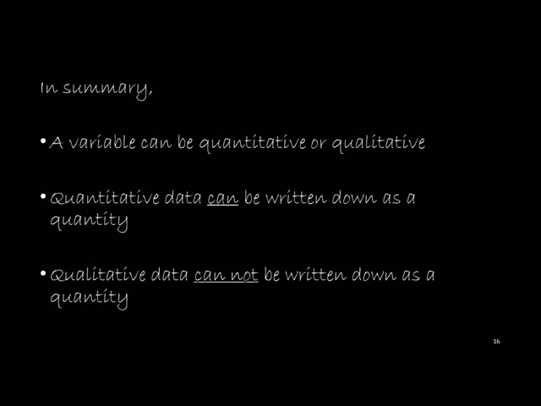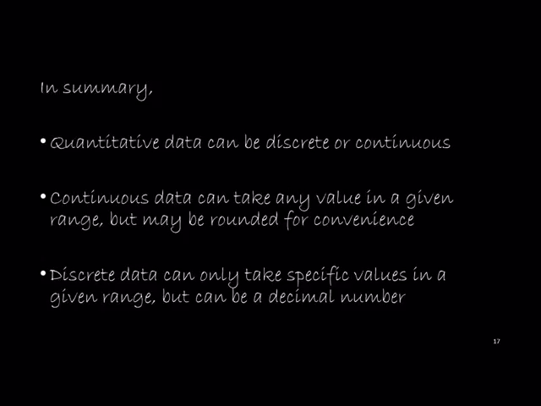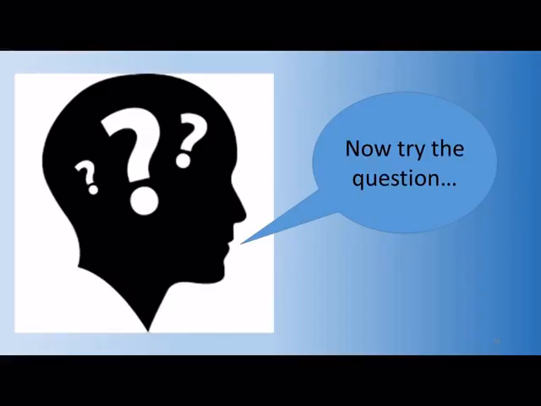So in summary, a variable can be quantitative or qualitative. A quantitative piece of data can be written down as a quantity. A qualitative piece of data cannot be written down as a quantity. Quantitative data can be discrete or continuous. Continuous data can take any value in a given range but may be rounded for convenience. And discrete data can only take specific values in a given range but can be a decimal number. So now have a go at the question.